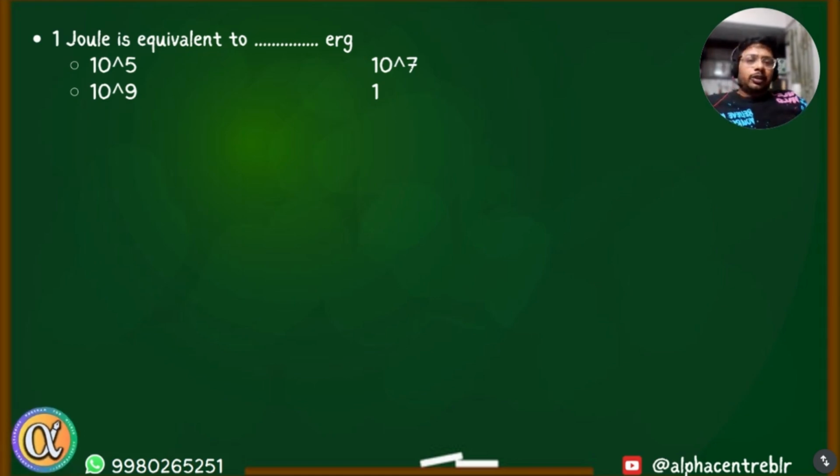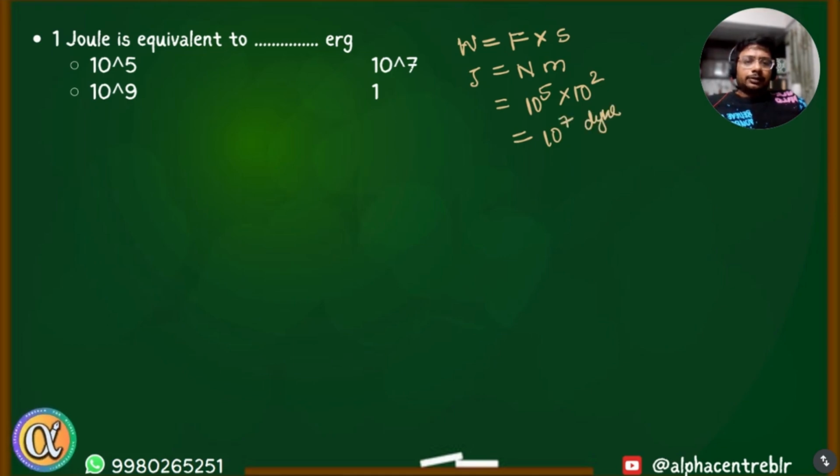Basically, work is force multiplied with displacement. The unit for force is Newton and the unit for displacement is meter. So work becomes Newton meter, which is also 1 joule. But then 1 Newton is 10 to the power 5 dyne and 1 meter is 10 to the power 2 centimeter. So this becomes 10 to the power 7 dyne centimeter.